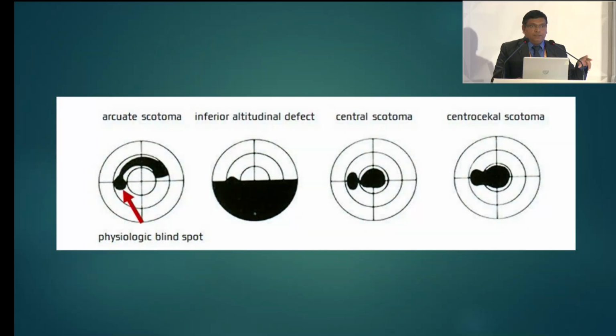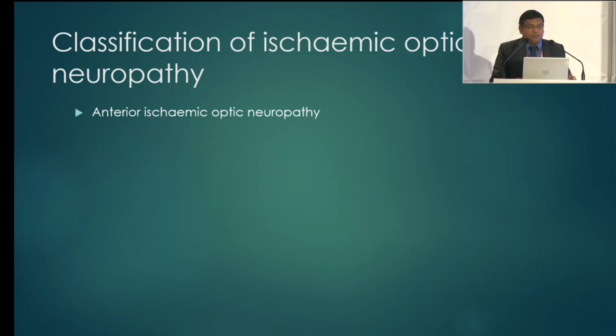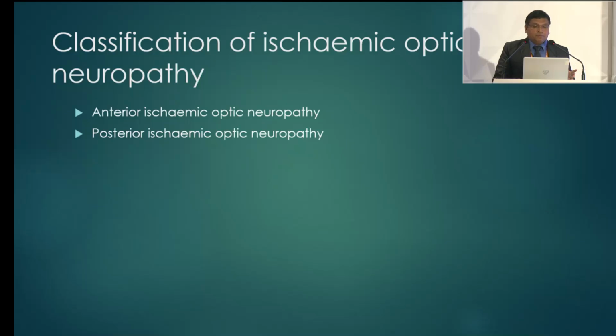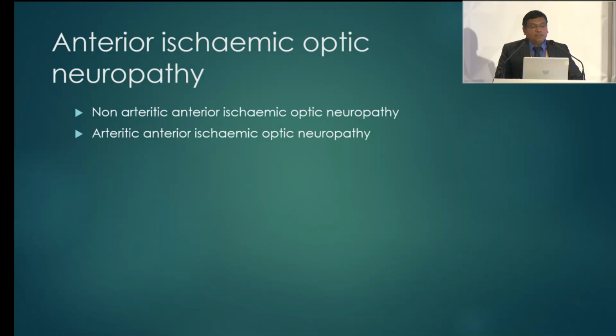Just to refresh the classification of ischemic optic neuropathy. Everybody knows these are very basic things. There are two: anterior ischemic optic neuropathy, the main entity, and posterior ischemic optic neuropathy. Anterior ischemic optic neuropathy we classify into two entities: non-arteritic and arteritic.